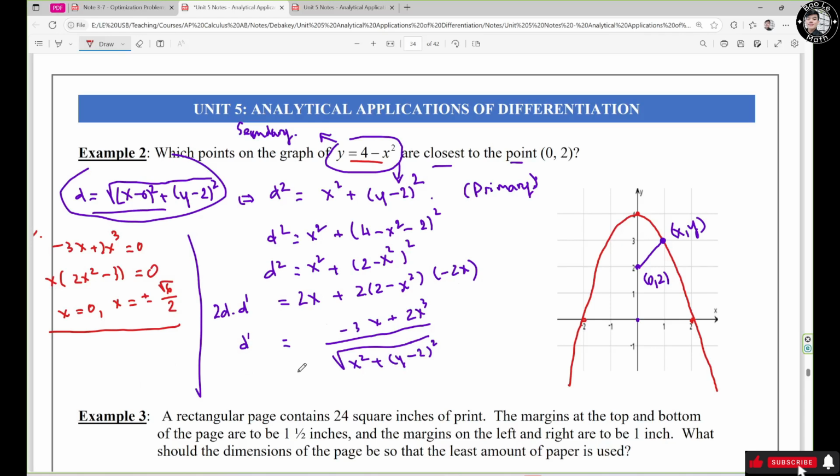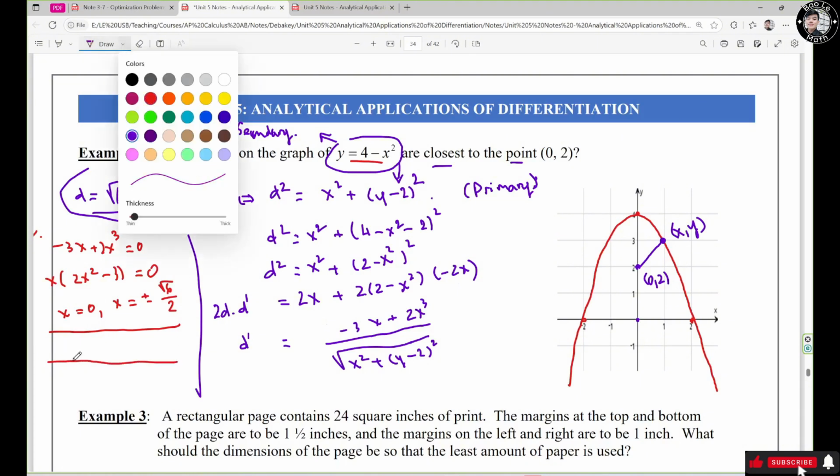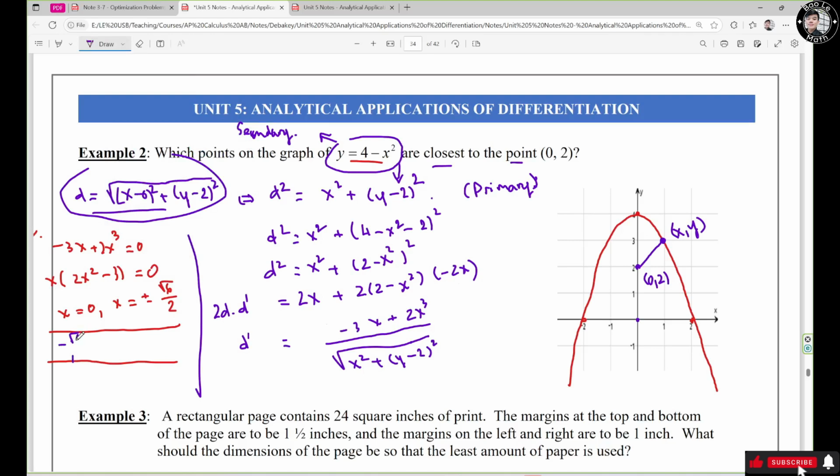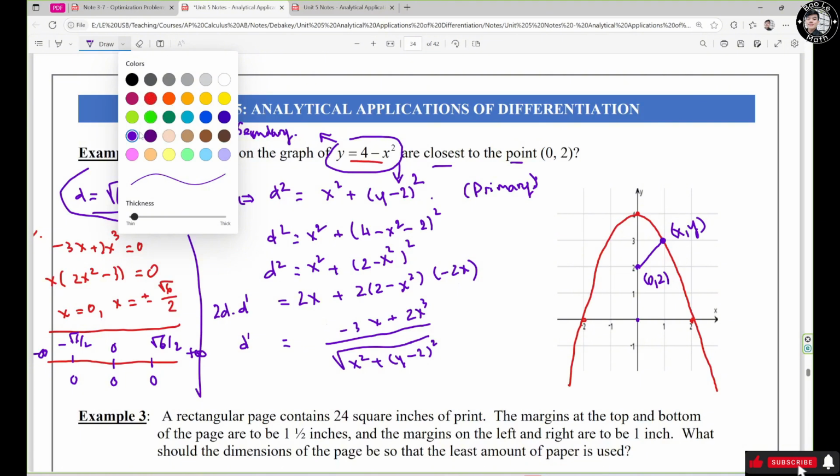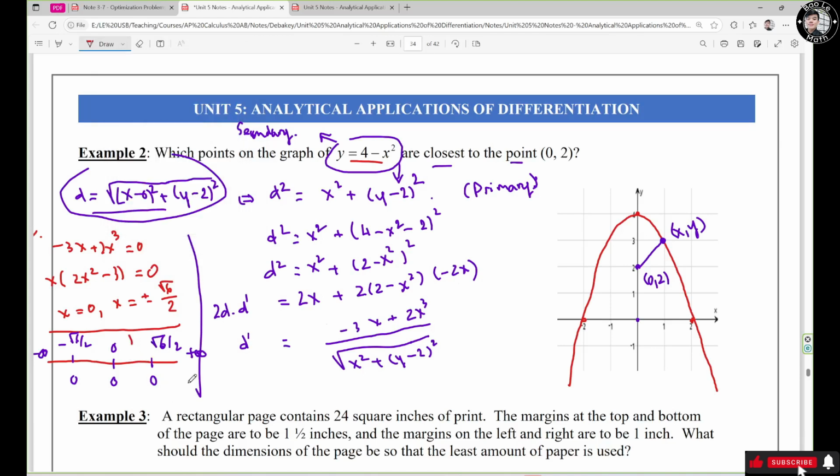Now we need to use the sign chart, right? So I need to draw the number line right here. Negative root 6 over 2, this one root 6 over 2, and it's going to be 0 right here, right? Now right here we have 0, 0, and 0. Now I need to test the intervals, right? So I'm going to pick a number within any interval. I'm going to pick the number 1 right here. Then I substitute 1 for s into d prime right here.